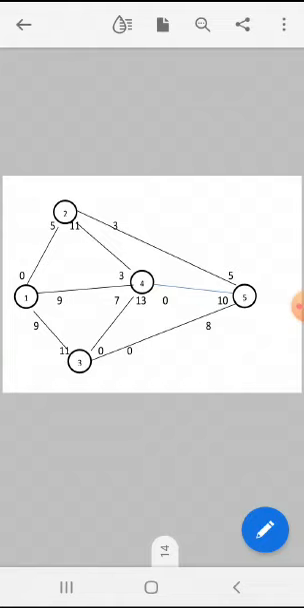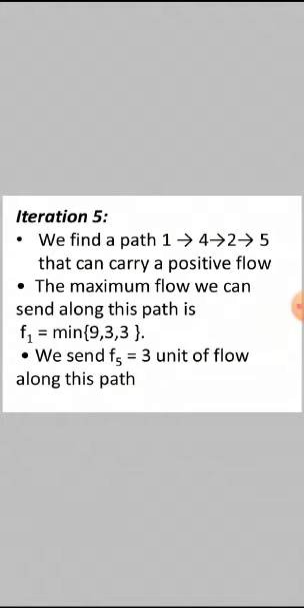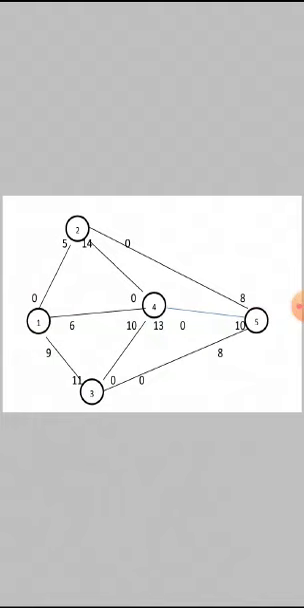Okay, again look for a path from 1 to 5. There is one path, that is 1 to 4, then 4 to 2, 3 is possible, and 2 to 5, 3 is possible. So this is a path 1, 4, 2, 5. So the minimum of 9, 3, 3. 1 to 4, 9, 4 to 2, 3, and 2 to 5, 3. So the minimum of 9, 3, 3 is 3. So let F5 be 3. So this is the updated figure.